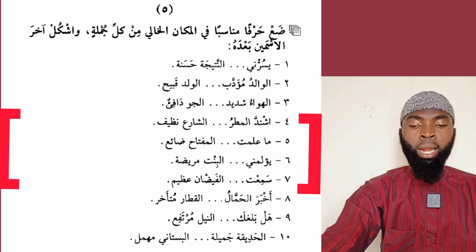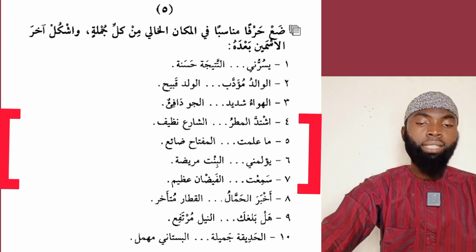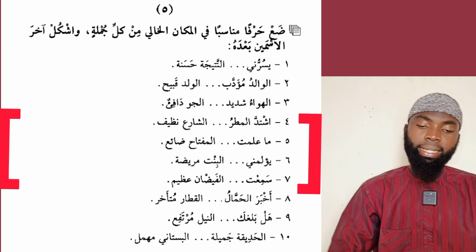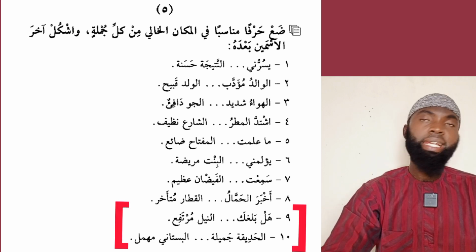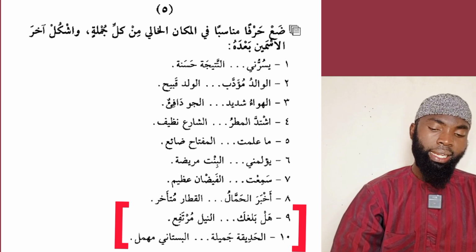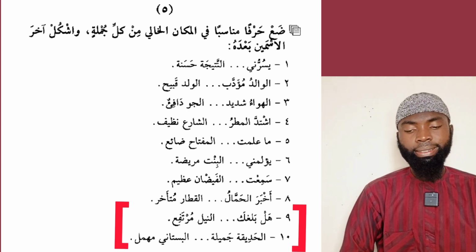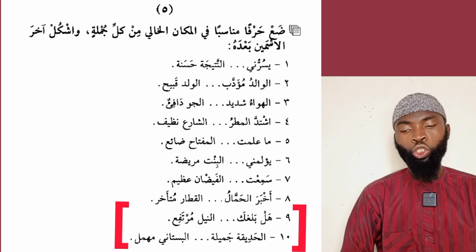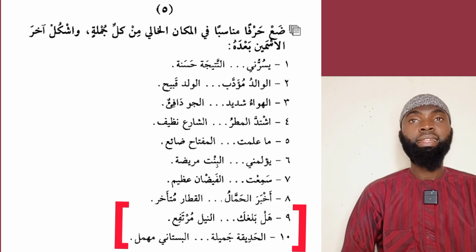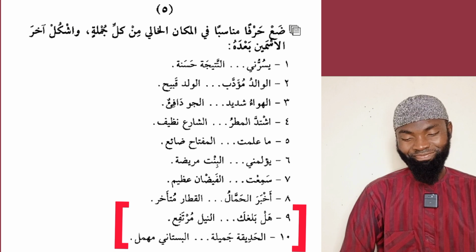Next we have akhbar al hammalu anna al qitara mutaakhirun. The porter narrated that the train will delay. Next we have hal balagoka anna nila mutqafi'un. Has it reached you that the river Nile has risen? Number 10, we have al hadiqatu jamilatun lakinna al bustaniyu muhmilun. The garden is beautiful, but the gardener is negligent. He's not facing his work. He doesn't like the work.